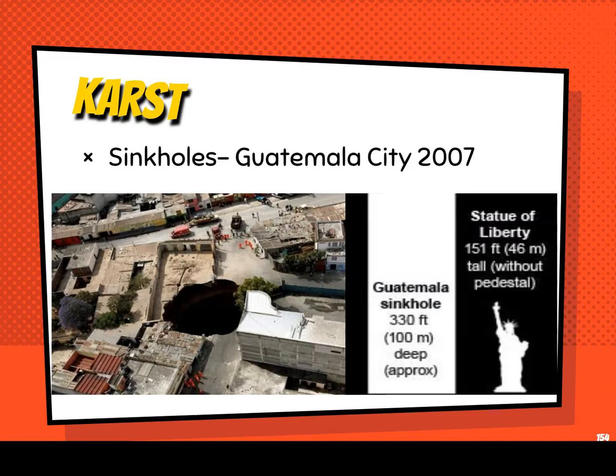Here are some international ones for you. This is sort of interesting. This happened in Guatemala City in 2007.